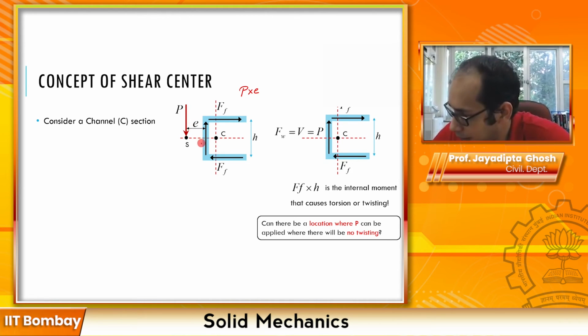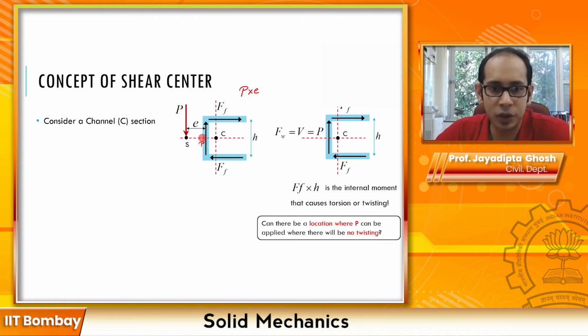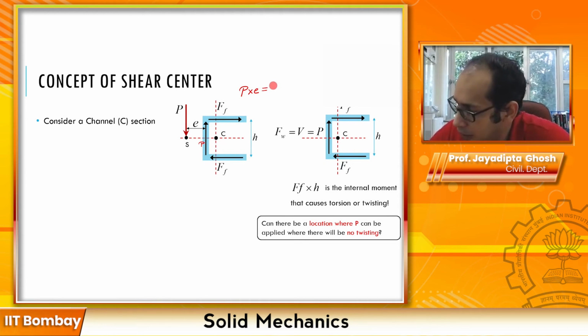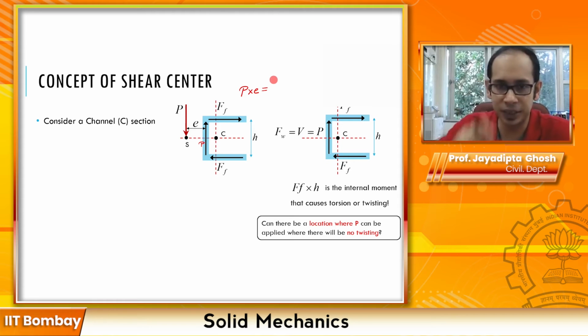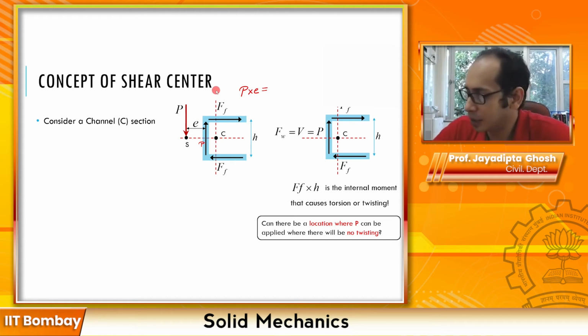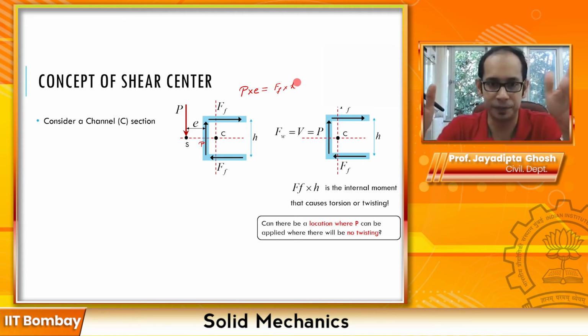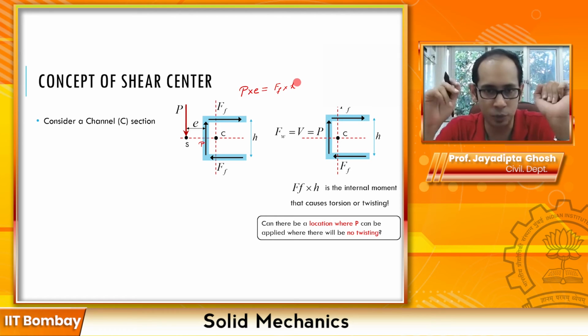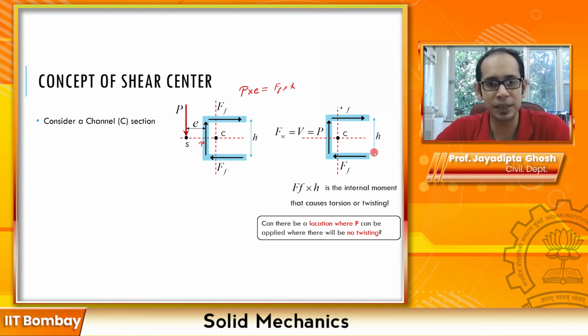So let me just write that here as well. If I have this equal and opposite P separated by an E, the anti-clockwise moment should be sufficient to resist this clockwise moment. So if I do this P times E and I choose the distance E such that it equals F times h, then I'm completely nullifying the clockwise moment due to F times h over there, and I can resist the twisting of the beam. So this is the concept of shear center.